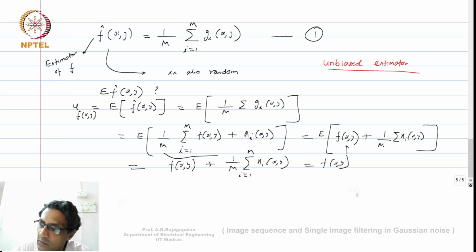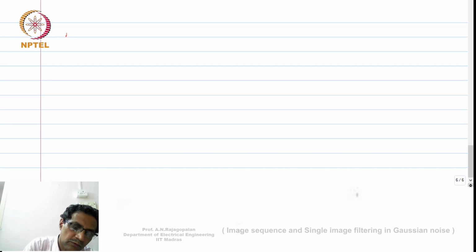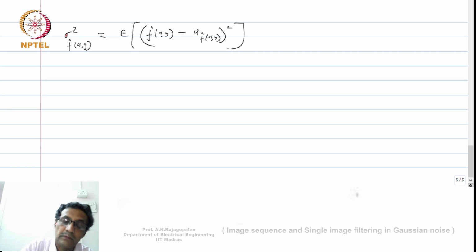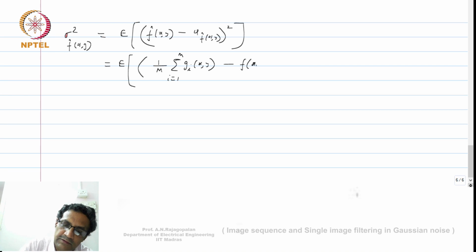In order to check that, what you have to look at is the variance of this estimator. So let's look at the variance of f hat of x,y, which we know is simply the expectation of f hat of x,y minus mu f hat of x,y, the whole square. Now f hat of x,y is simply 1 by m summation g_i of x,y, i equals 1 to m, minus mu f hat, which is f of x,y because it's an unbiased estimator.